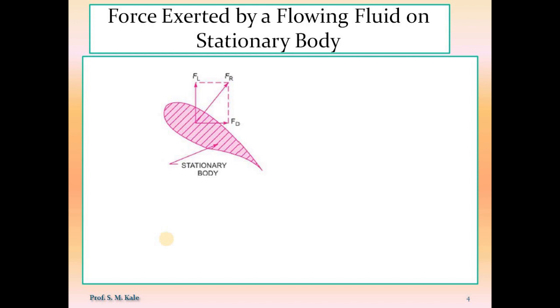So this is the stationary body which is having an arbitrary shape. Now if I am going to submerge this stationary body in a flowing fluid, suppose any flowing fluid, either water or air, having the velocity u, and that flowing fluid will pass over this stationary body.